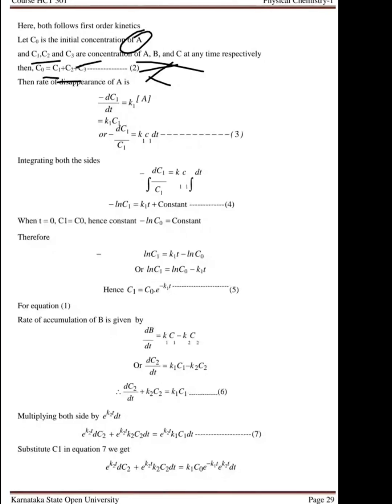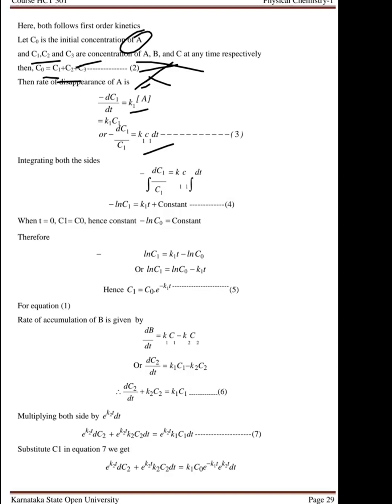From this, taking equation 2, further, the rate of disappearance of A is the rate at which A is converted into intermediate B. So the rate of disappearance is minus d/dt of C1, the concentration of A, which equals the rate constant K1 times the moles of A. So it can be written as K1 into C1: minus dC1 by dt is equal to K1 C1.